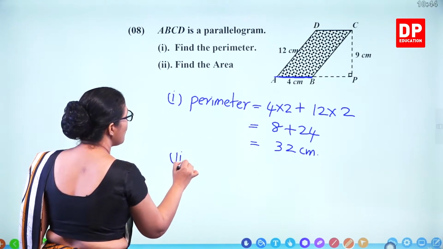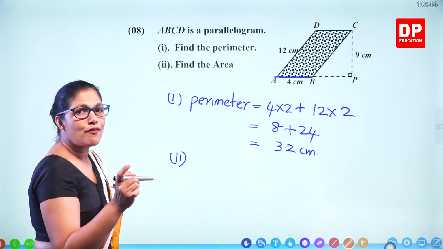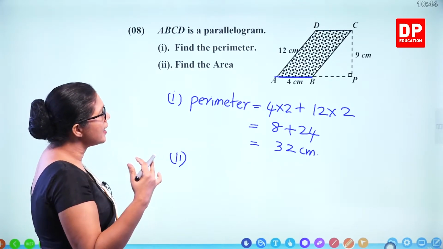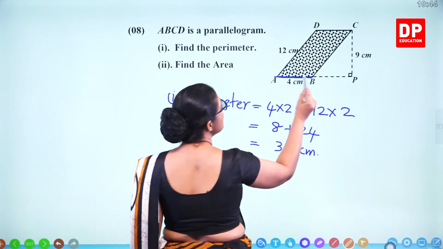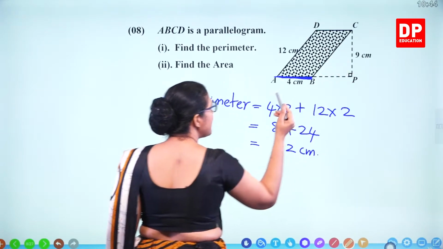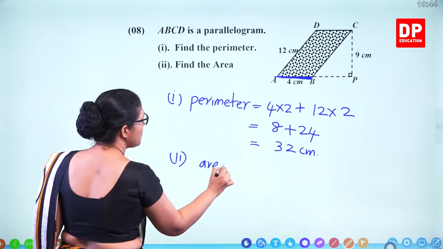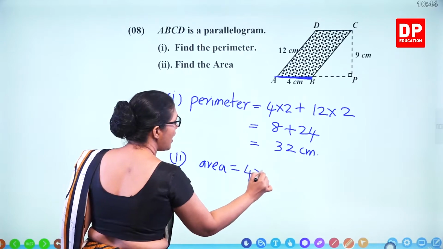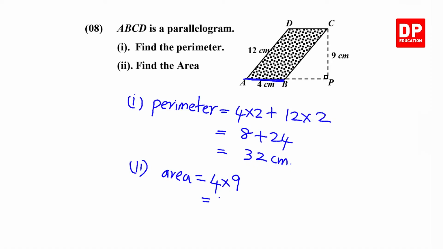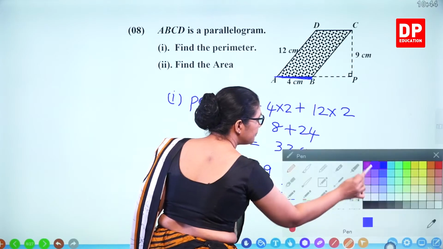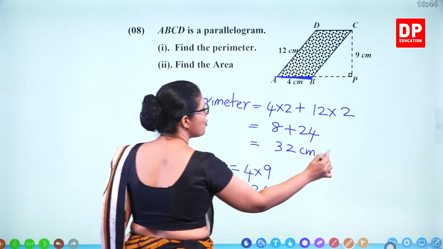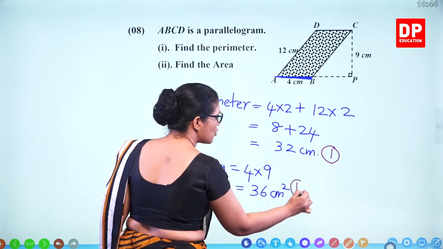Now we need to find the area. Area of the parallelogram is base times perpendicular height. So to this base, this is the perpendicular height, 9. So area becomes 4 into 9, 36 square centimeters. So you get 1 mark each.